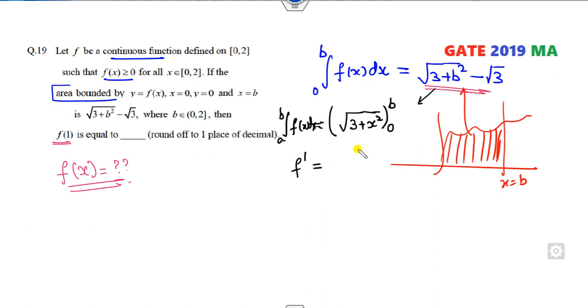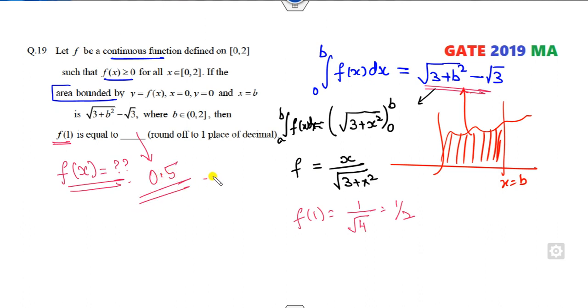So you can see f dash, what is that? If you take the derivative of this, it will be x over root of 3 plus x square. So basically it is my f(x). If you differentiate on both sides, it is here. So now what is f of 1? 1 over 4, 1 over 2. So the right answer is 0.5 for this problem. You can see it's a very simple question. You can think about this conceptually and get the right answer within a fraction of a second.